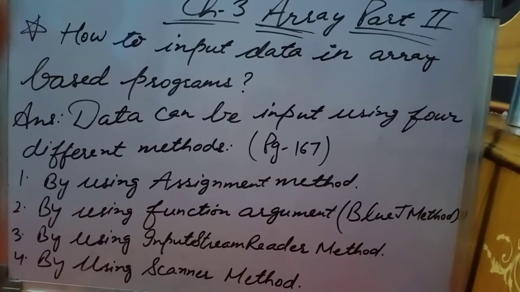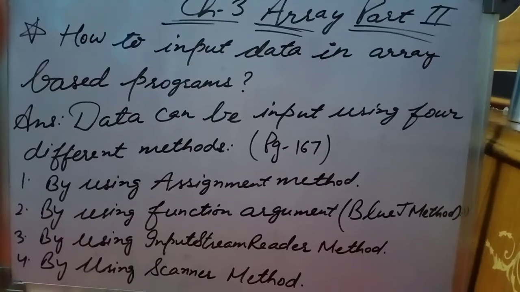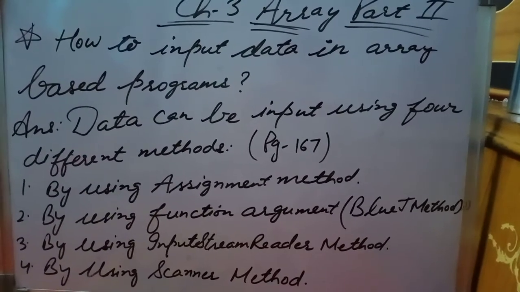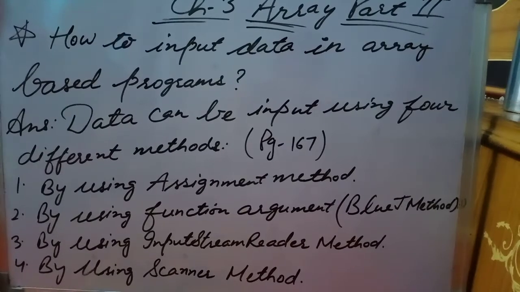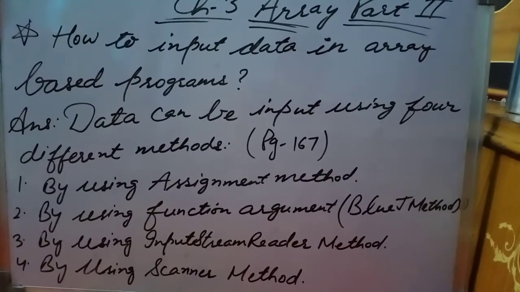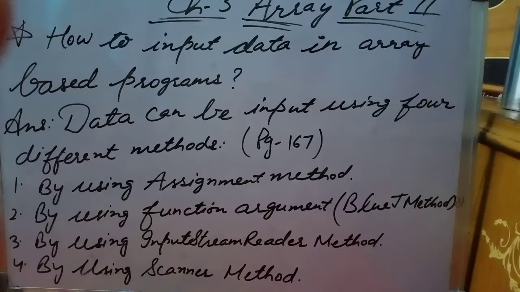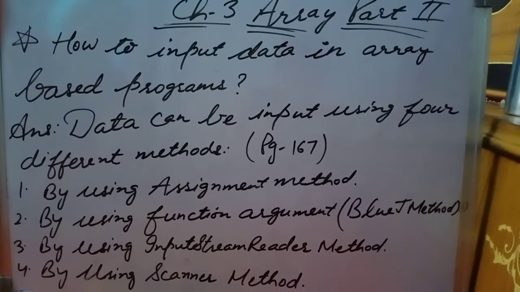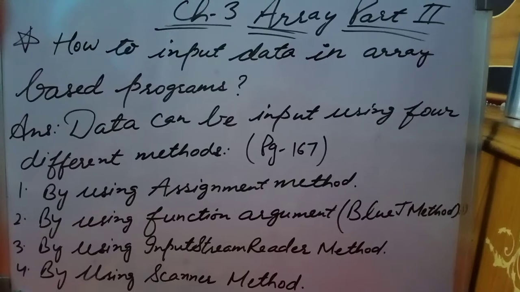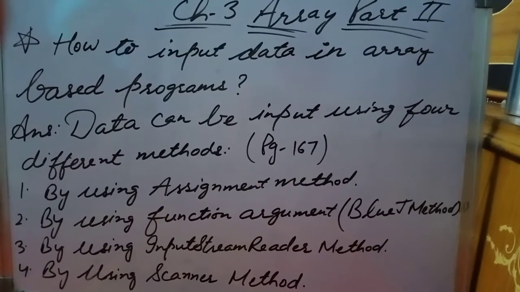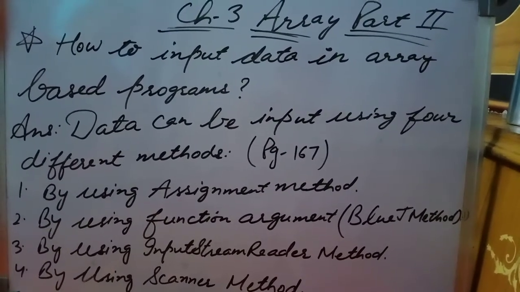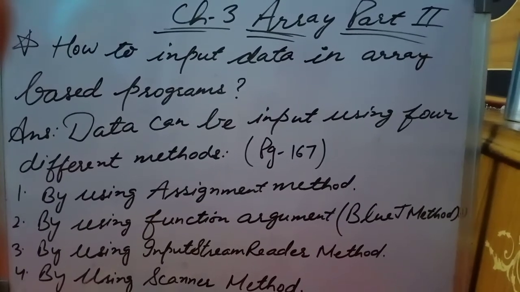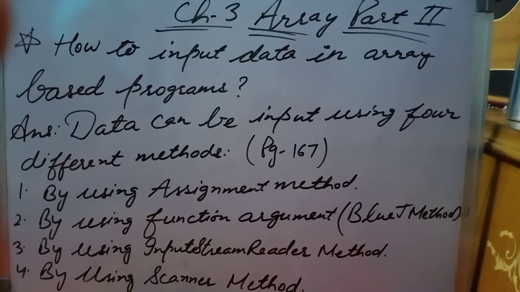Data can be input using 4 different methods: by using the assignment method, by using the function argument method, that is known as BlueJ, by using the input stream reader method, and by using the scanner method. Already you are familiar with these 4 methods of input data. But today we will learn how to input data into an array through these 4 different types of input method.